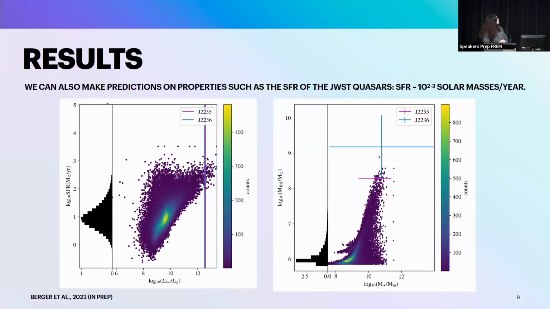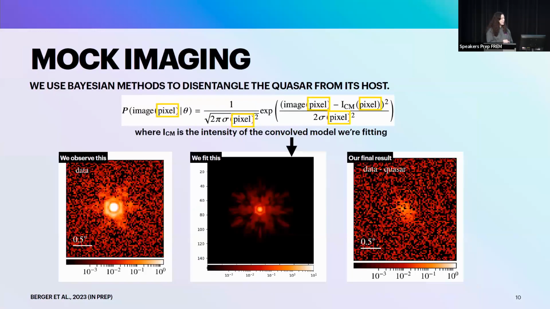And then we can also, which is really exciting, start to make predictions for other properties of these quasars. For example, the star formation rate. We need follow-up spectroscopic measurements to actually do that properly. We can make a prediction that the star formation rate will probably be about 10 to the 2 or 3 solar masses per year, and use that in our future work before we get observations.